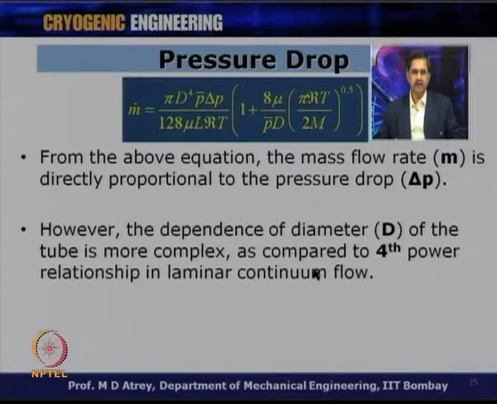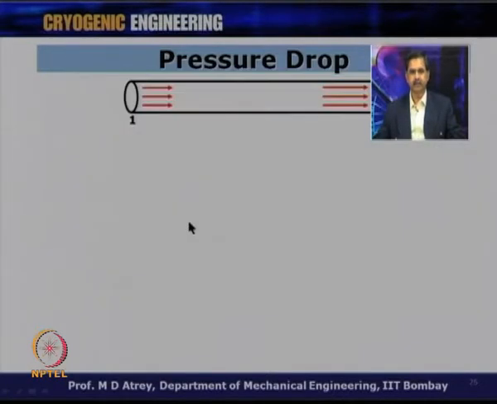So, earlier we had m dot directly proportional to d to the power 4, while in this case we got a complex relationship with diameter, because diameter appears in the finite velocity term in the denominator, while in the continuum region it was appearing in the numerator only. So, you can see the change that has occurred because we shifted from the continuum region to a mixed flow regime, or the Knudsen number between 0.01 and 0.3.